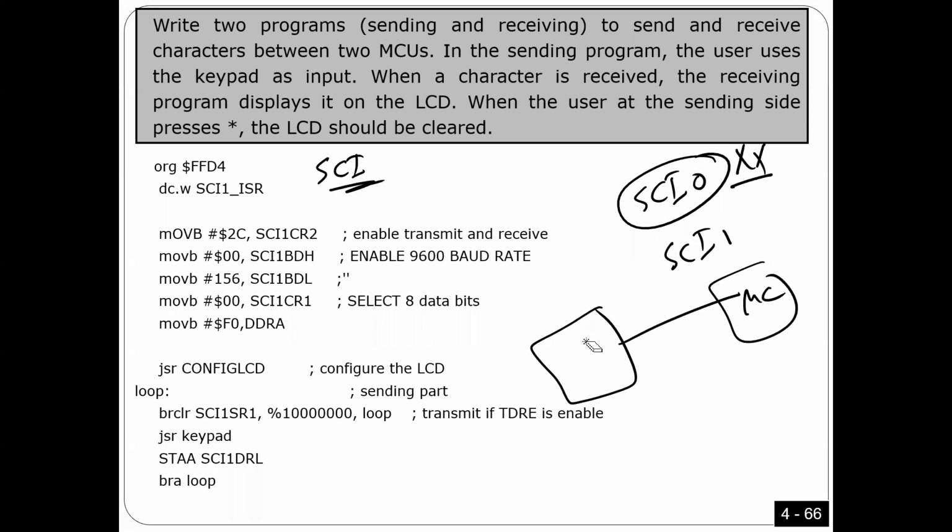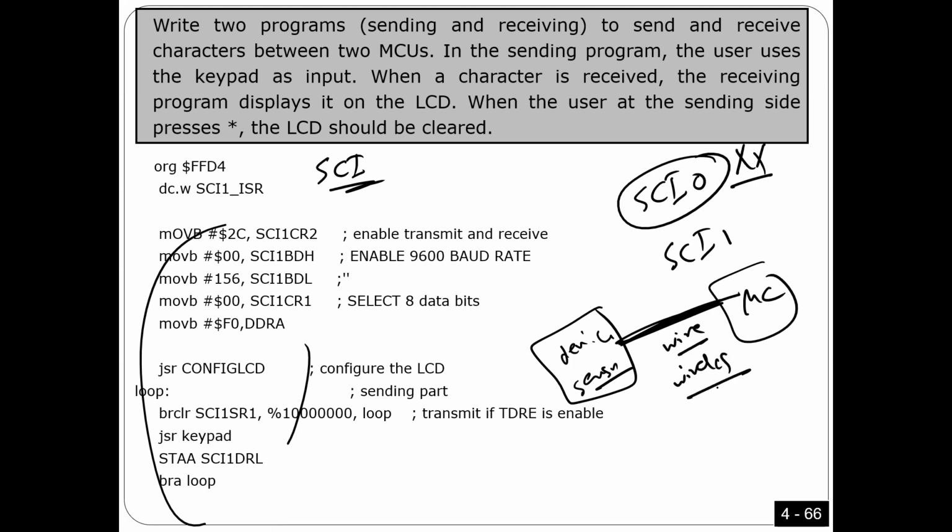Or it can be a device. This device, like a sensor or whatever, is going to communicate with microcontrollers serially. So how are they connected? As I told you last time, it doesn't matter. You can connect it using a wire, or it can be connected wirelessly. It doesn't matter here in the program if it is wired or wireless.